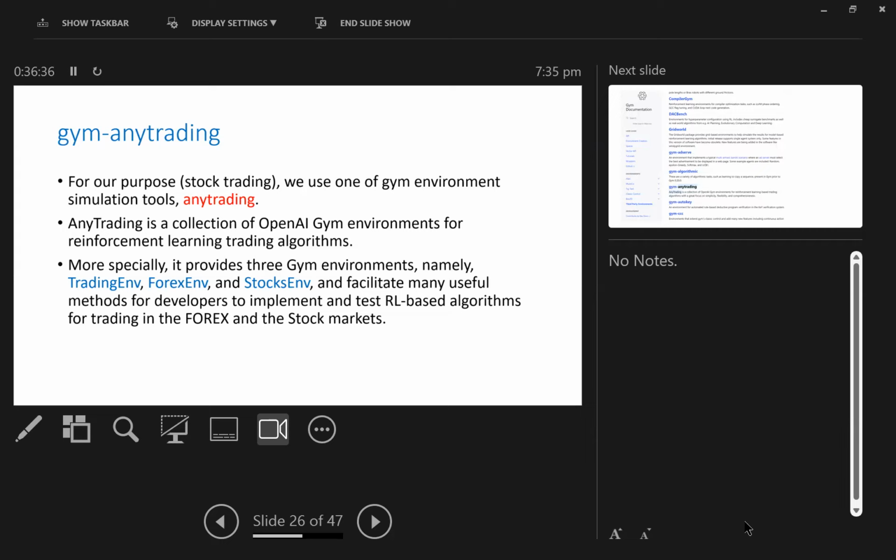And in our example, we are trying to work on the stock market. So we will look at this stock environment. Okay, so basically, this stock environment will provide all the necessary information and processing for us to implement our reinforcement learning algorithm for training. Okay, so this is what we have in anytrading.